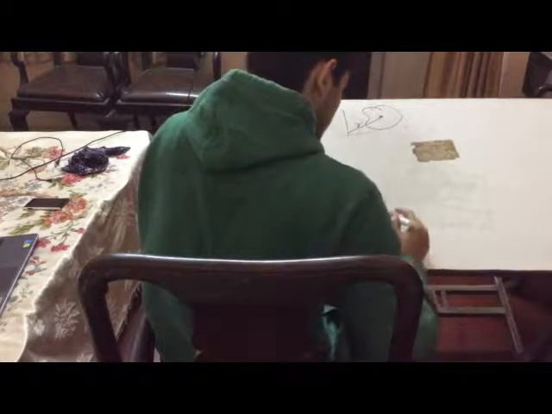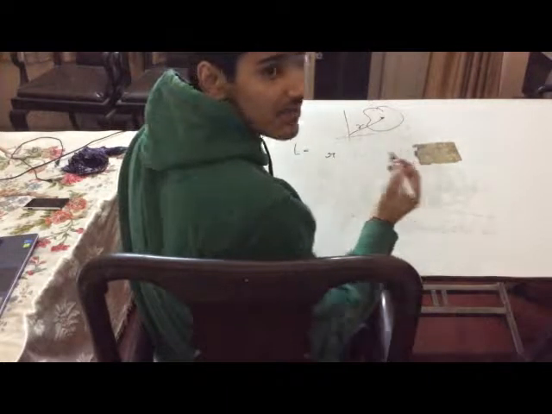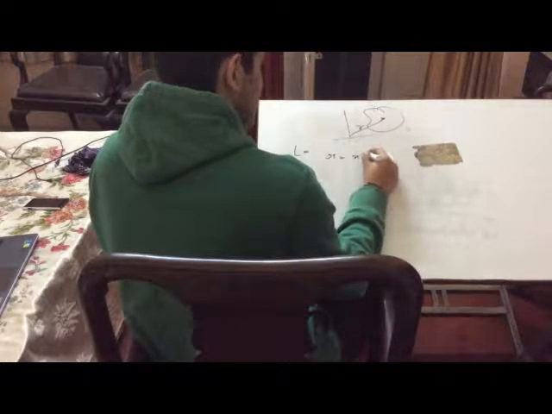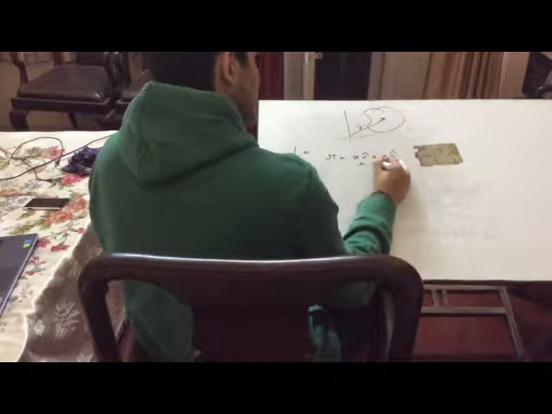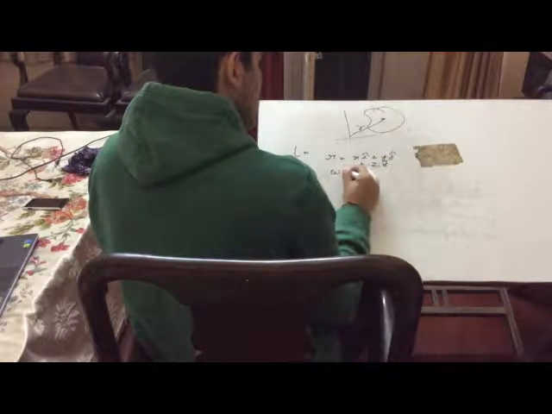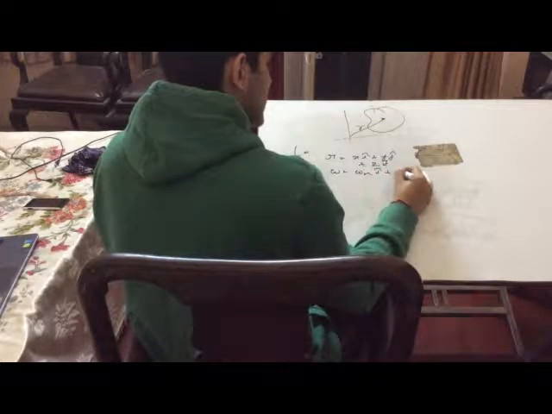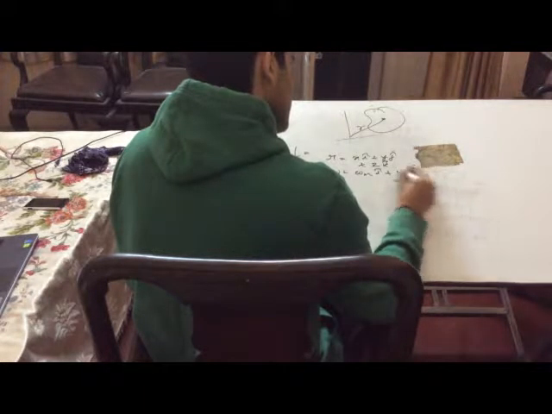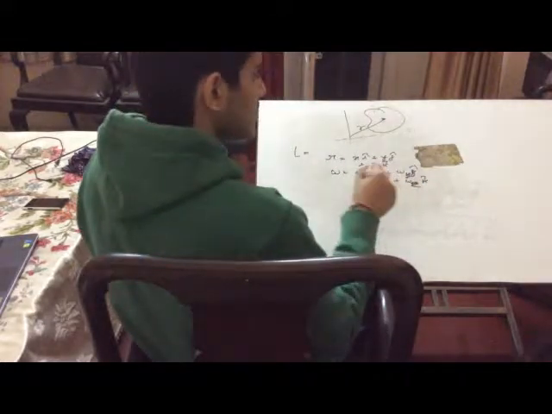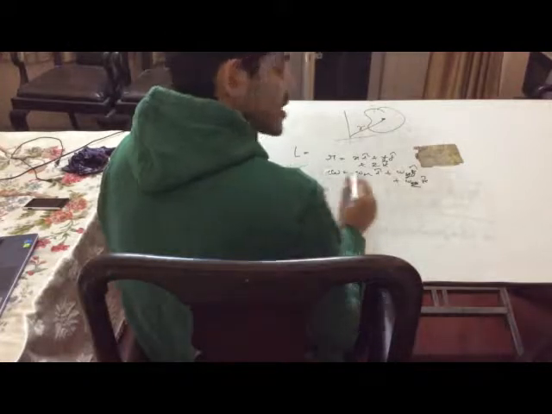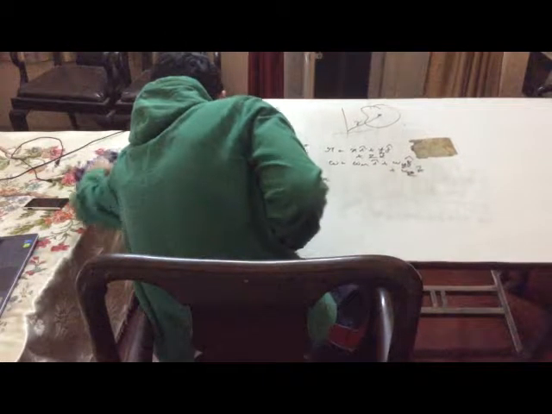Now, putting these values, for a position vector r in 3D we have x i cap plus y j cap plus z k cap, and similarly omega equals omega x i cap plus omega y j cap plus omega z k cap. Putting all these terms in the previous equation, we get L in terms of the moment of inertia components, Ixx, Ixy.